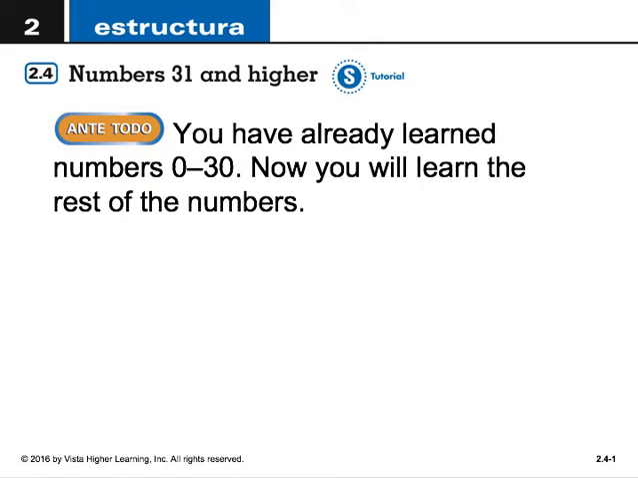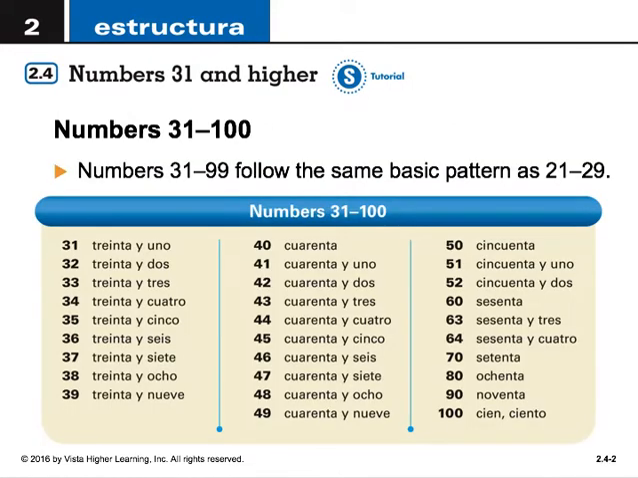Today we're going to look at section 2.4, numbers 31 and higher. We've already learned numbers 0 to 30, and now we'll learn the rest of the numbers. And they are as follows.